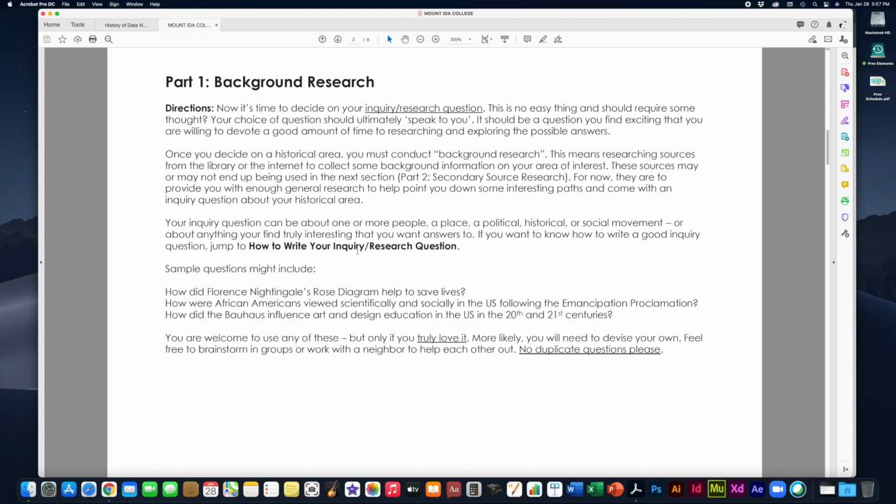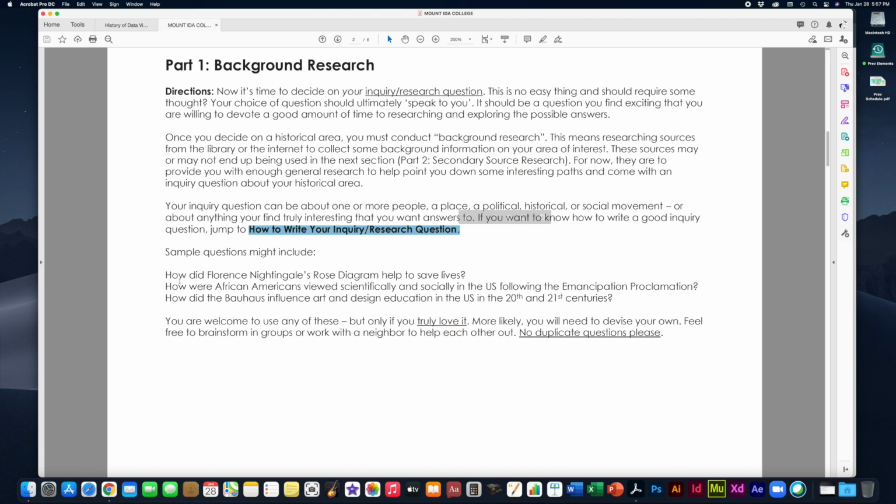If you are unsure of how to write a good inquiry question, there is a section a few pages down from here entitled How to Write Your Inquiry Research Question. So go read through that, and that'll help you figure out how to actually write the question itself. Okay, but here's some sample questions. How did Florence Nightingale's Rose diagram help to save lives? How were African Americans viewed scientifically and socially in the United States following the Emancipation Proclamation? That relates to the efforts of W.E.B. Du Bois. How did the Bauhaus influence art and design education in the United States in the 20th and 21st centuries? So those are examples of good inquiry questions.